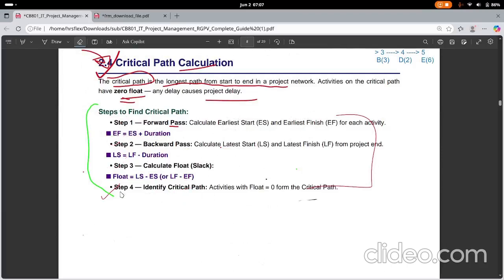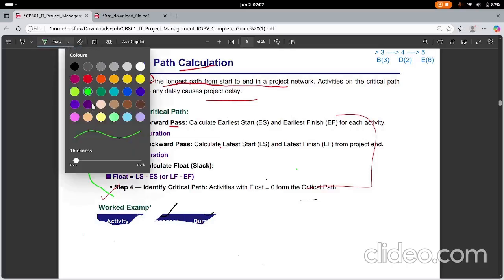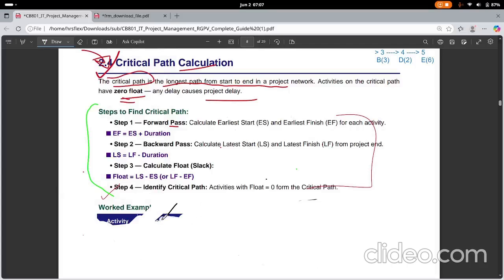I also have put what are the things you need to think of to calculate these things. How are these calculated?